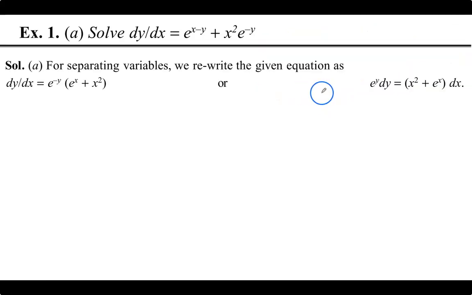So we can express the equation as e raised to y dy equal to x square plus e raised to x into dx, by rearranging the terms of this equation so that function of y and dy appear on the LHS and function of x and dx appear on the RHS. Thus, the given differential equation is in the separable form.